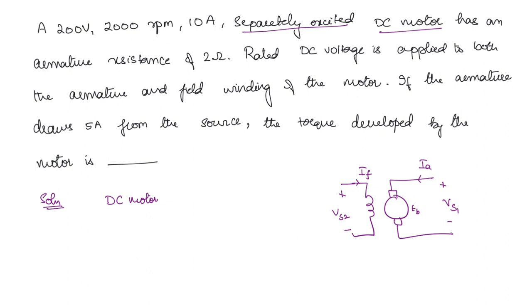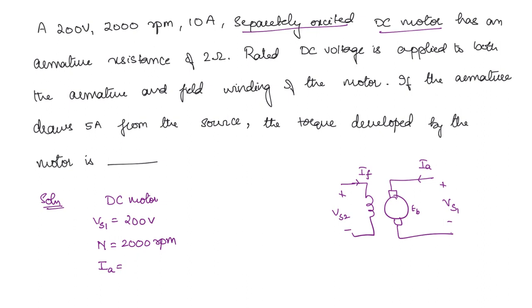The voltage, speed and current is given. What is this 200 volts? Is it back EMF or supply voltage? Whenever it is given in terms of a rating, it is given as a 200 volt, 2000 rpm, 10 ampere DC motor. So that means they are talking about the voltage that is given to it, that it is taking. So it is the supply voltage VS1 and the speed is 2000 rpm. And the current, that means the current that it is drawing. Since it is separately excited, the current that it is drawing is nothing but the armature current.